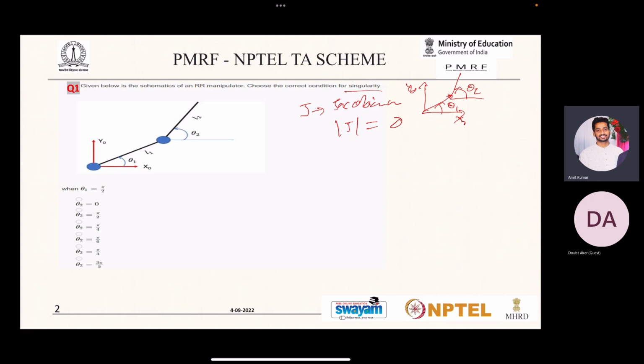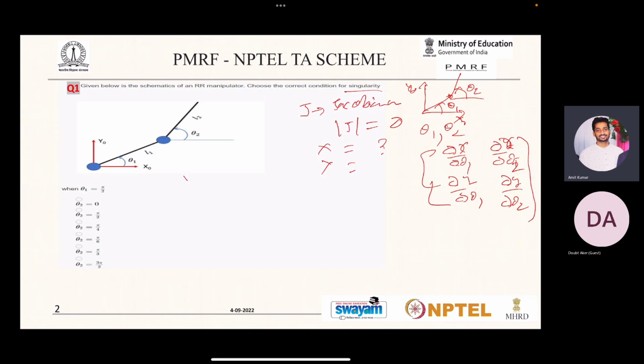You must have gone through that. So what is the Jacobian? First you have to write x and y expressions in terms of the joint parameters, theta 1 and theta 2 here. And then you have to find the matrix: dou x dou theta 1, dou x dou theta 2, dou y dou theta 1, dou y dou theta 2, right?